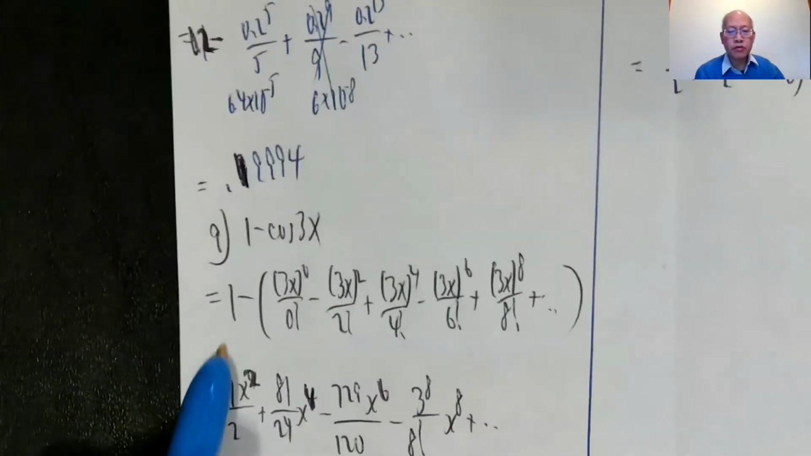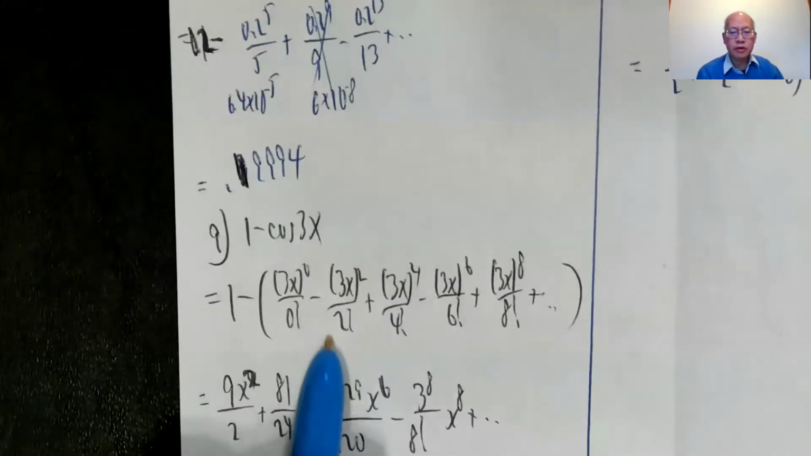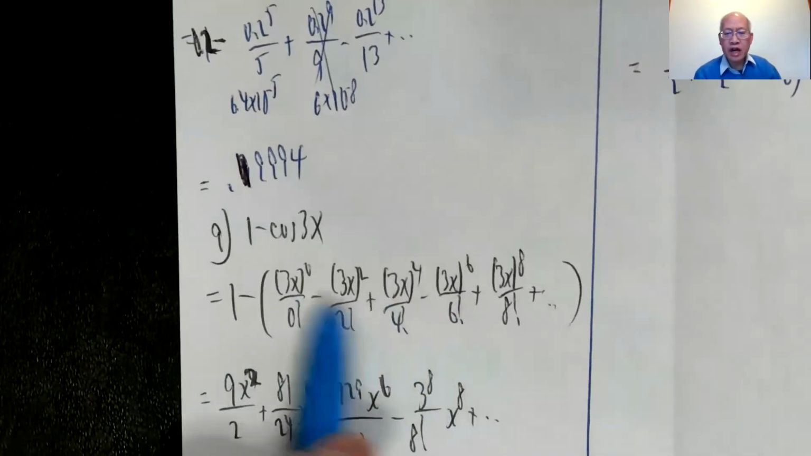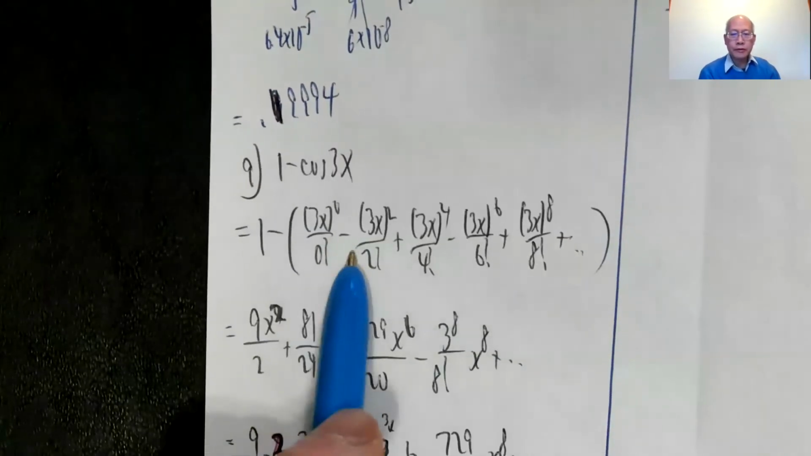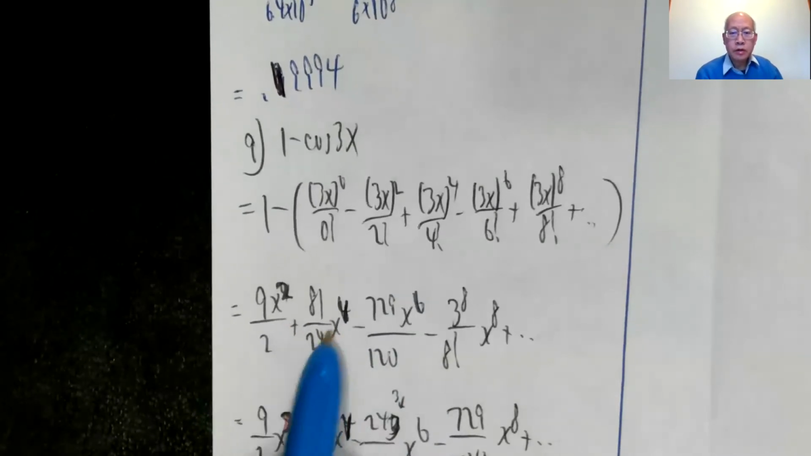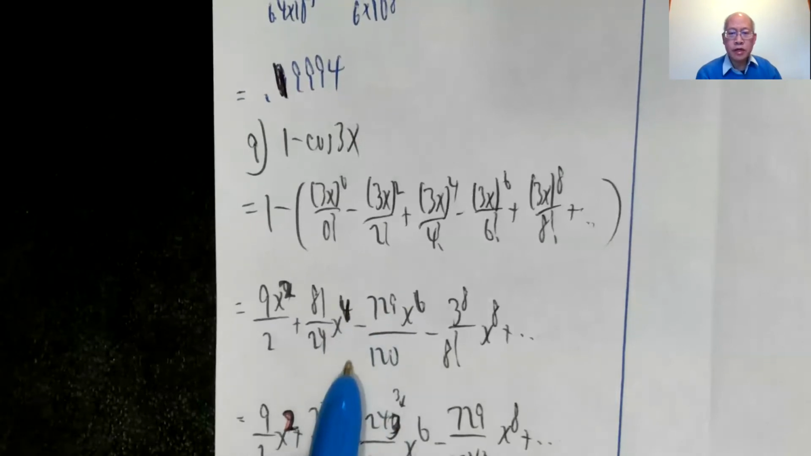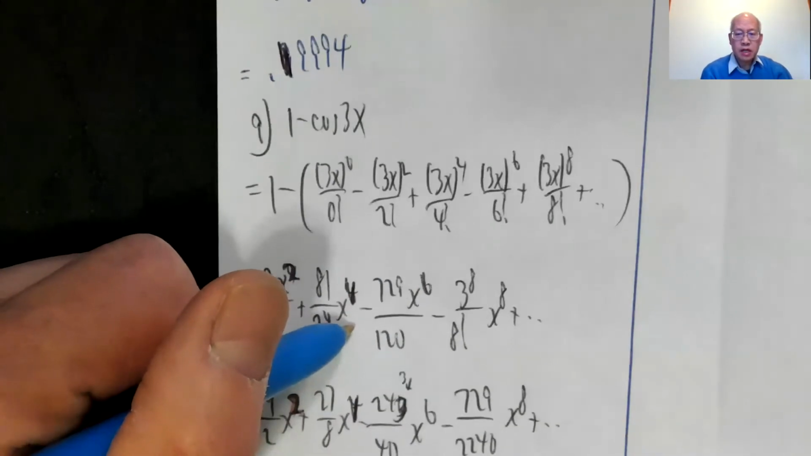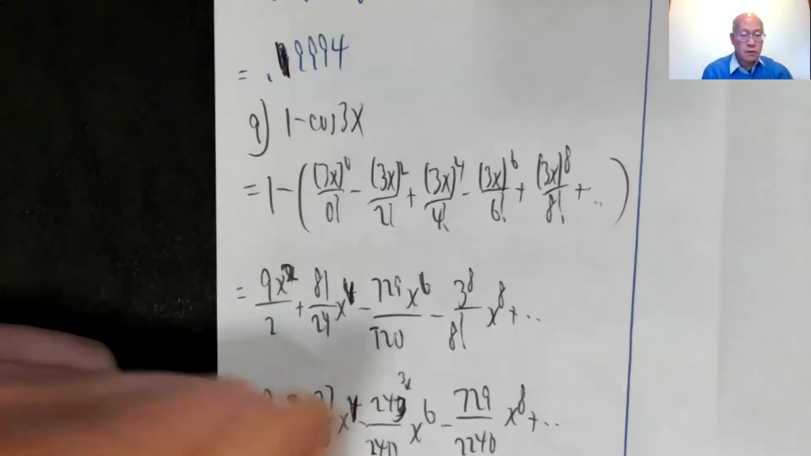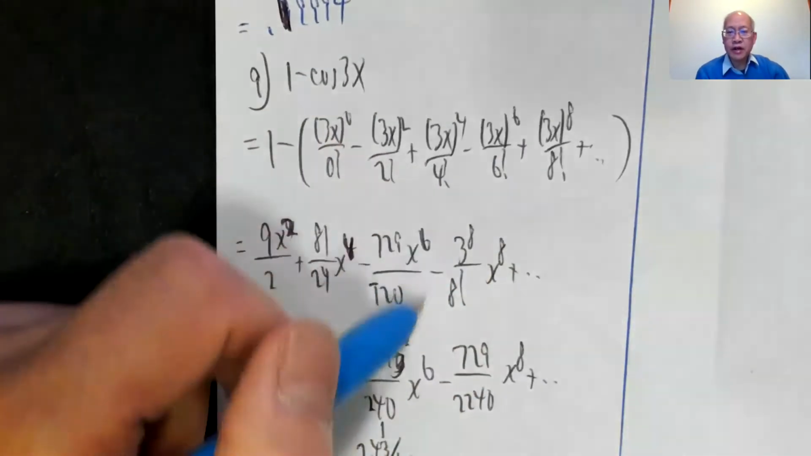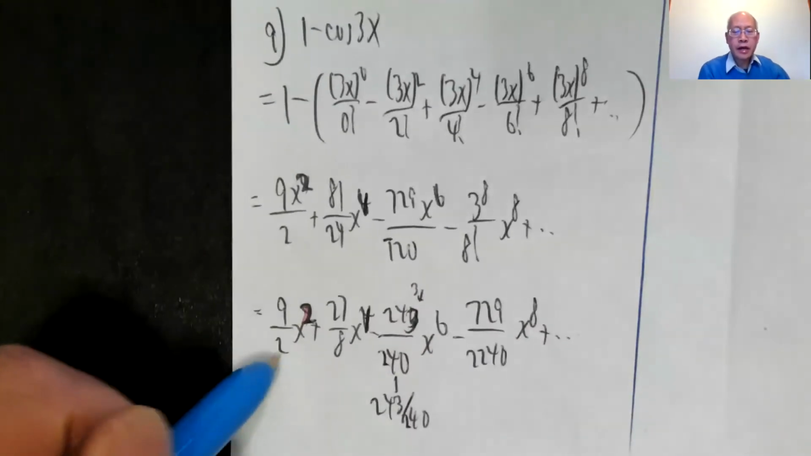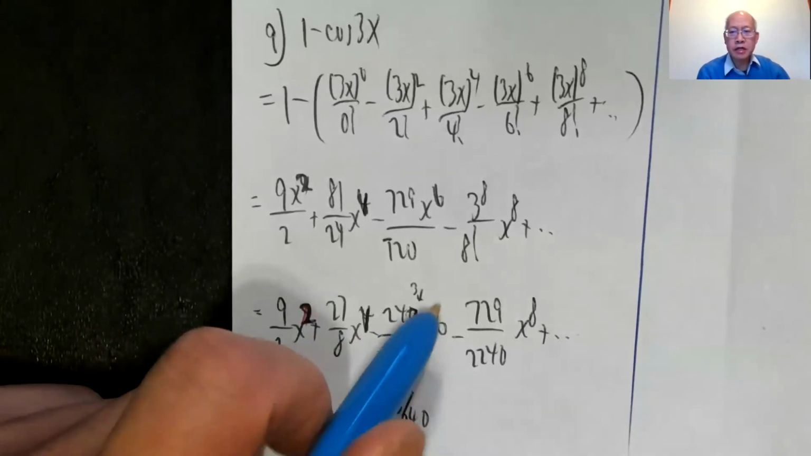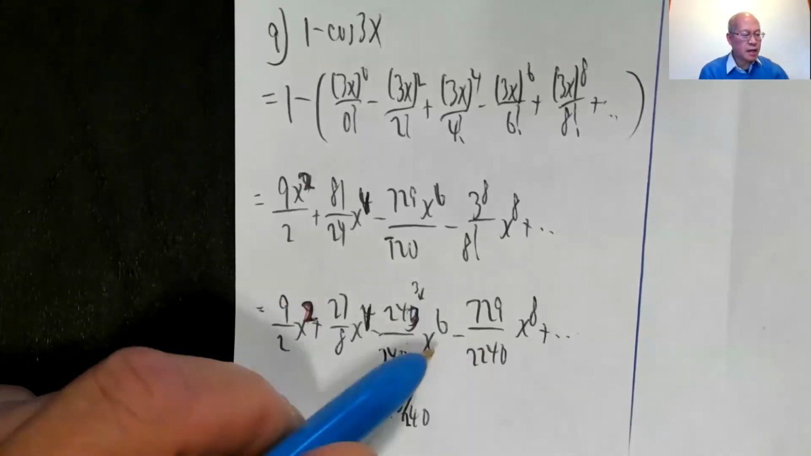Okay, 1 minus cosine 3x: 1 minus 3x to the 0 over 0 factorial, minus 3x squared over 2 factorial, plus 3x to the 4th over 4 factorial, minus 3x to the 6 over 6 factorial, plus 3x to the 8th over 8 factorial. I need 5 terms because I'm going to lose the 1 here. So that drops out and all of these change sign. 9x squared over 2, 81 over 24 x to the 4th, minus 729 over 720, since 6 factorial is 720. Then minus 3 to the 8th over 8 factorial. So 9 halves x squared plus 27 over 8 x to the 4th plus 243 over 240 x to the 6th minus 729 over 2240 x to the 8th plus dot, dot, dot.